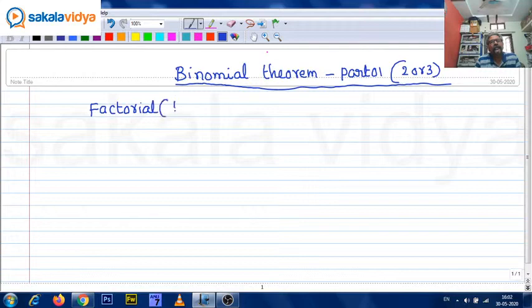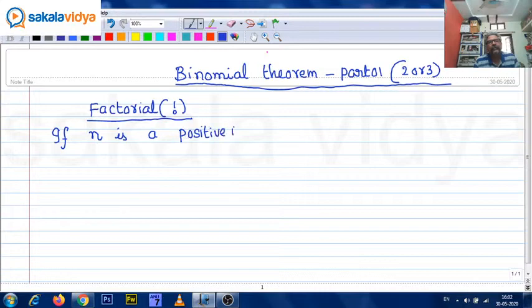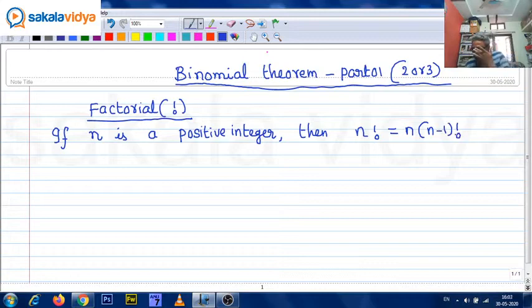The factorial symbol is like this. For example, if n is a positive integer, then n factorial is defined as n times (n minus 1) factorial. This is n factorial.